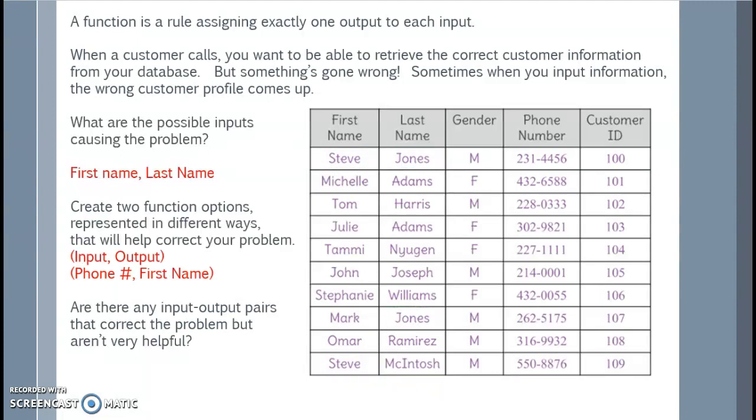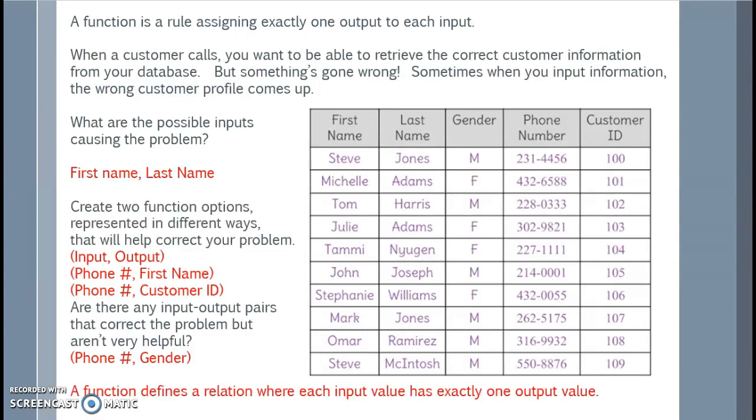Instead, as an input value, I could use the phone numbers. As I look down the phone number column, I see that there are no phone numbers that are the same. Therefore, an output could be a first name. Or I could do a phone number as the input and output the customer ID, since each customer ID is unique. However, if I were to use the phone number as the input, obtaining a gender may not be applicable because we don't know who it is associated with. A function defines a relation where each input has exactly one output value.